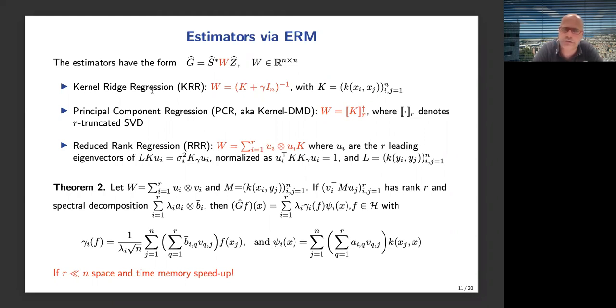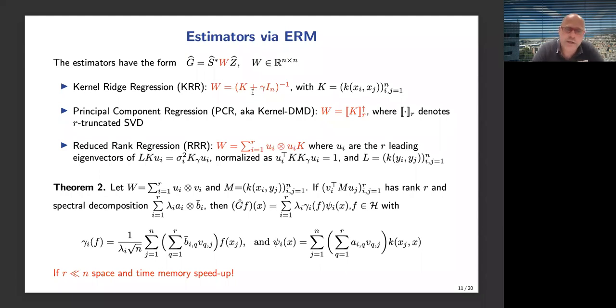Kernel ridge regression is regularized least squares, or Tikhonov regularization, different names. We minimize the empirical risk plus the squared norm of your estimator in the Hilbert space, times some positive regularization parameter gamma.